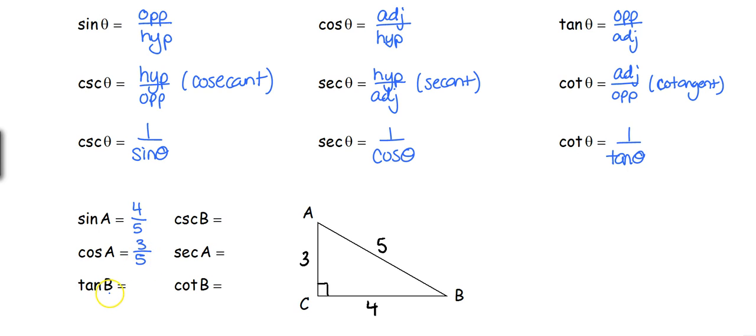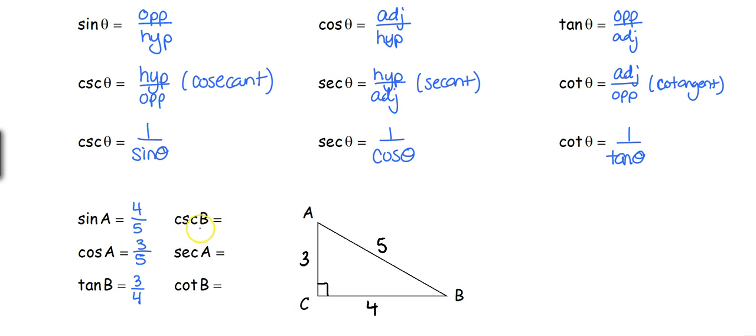Then we're going to go to tangent of B. So I find my angle B. Tangent is opposite over adjacent. So the opposite side is 3, the adjacent side is 4. So this is going to be 3 over 4. Those are our old trig functions, our SOHCAHTOA. Now to our new ones.